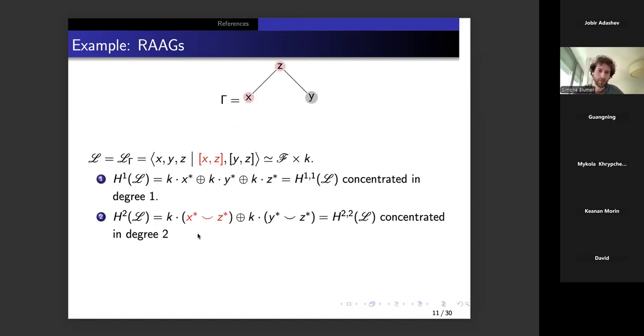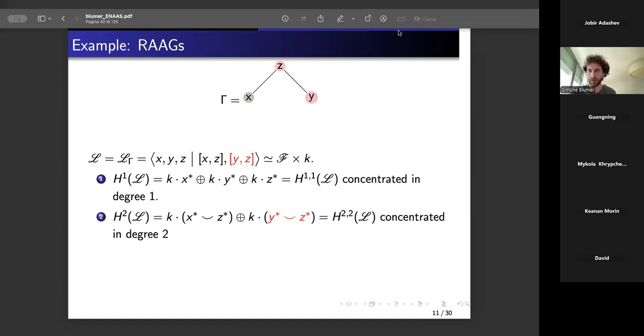Okay, I underlined here the generator for the second cohomology group, which comes from, roughly speaking, the first relation here, or equivalently the first edge, xz. And similarly, the second canonical generator of the second cohomology group is related with the second relation here.